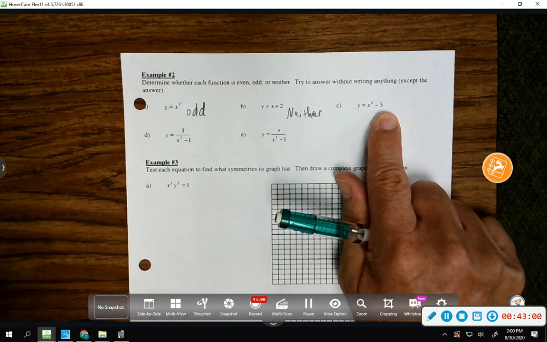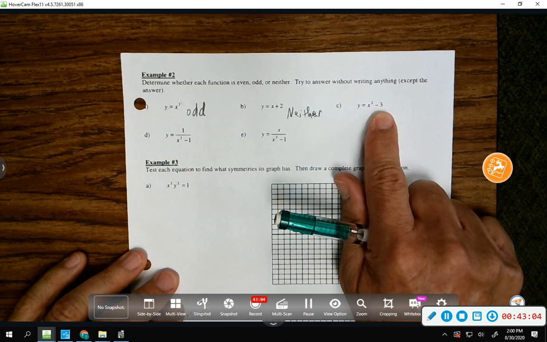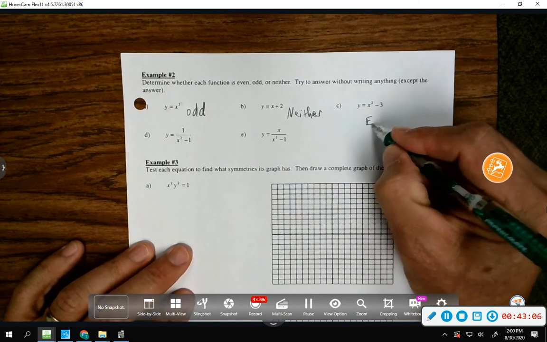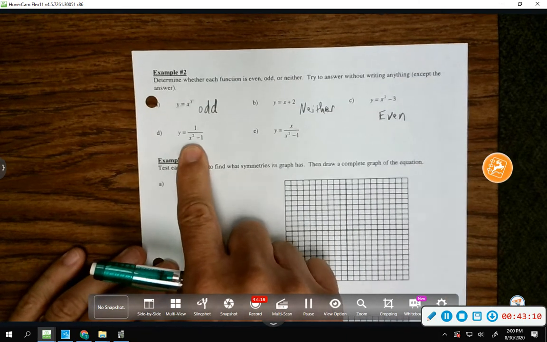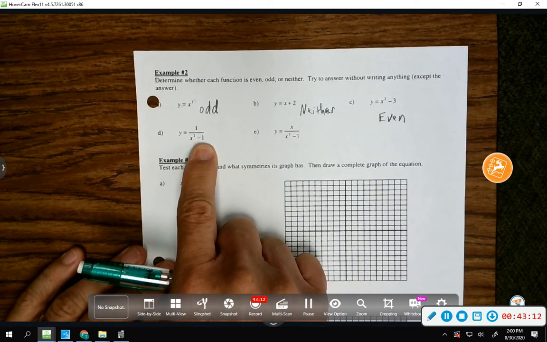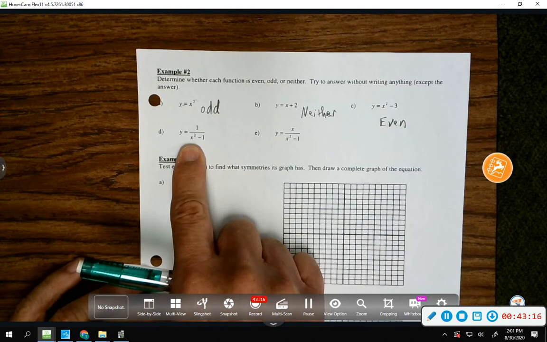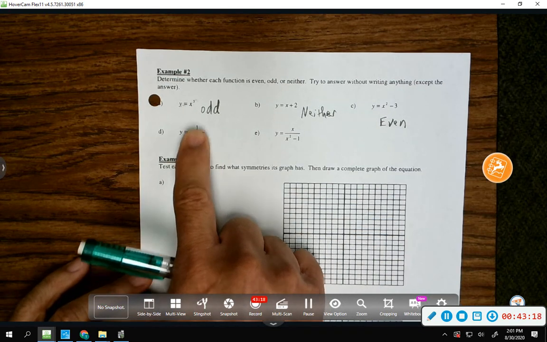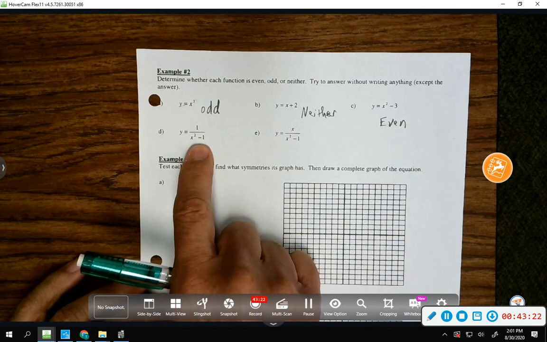But don't always check a couple different numbers. If I plug 2, I get out 1. Negative 2, I get out 1. This is even. What about here? See, look what happens. If I plug in 1, I get out undefined. If I plug in negative 1, I get out undefined. If I plug in 2, I get out 1/3. If I plug in negative 2, I get out 1/3.